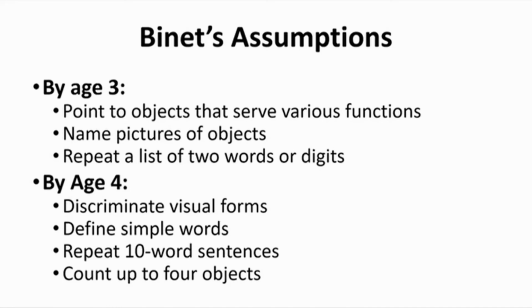So by age 4, they should be able to tell the difference between visual forms. So can they tell a square from a circle, from a triangle? Define simple words, usually things that they use, like a ball or a bat. Repeat much longer strings of words, so 10-word sentences. Count up to 4 objects. And then even get into some simple problem solving.